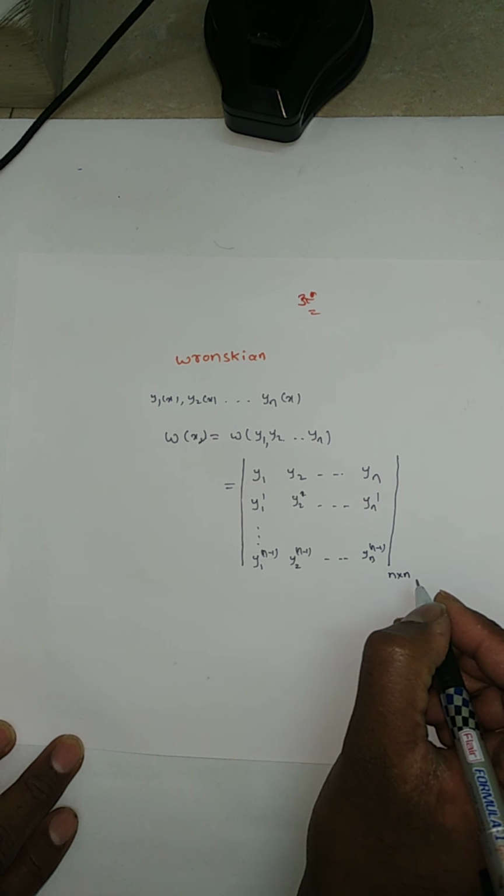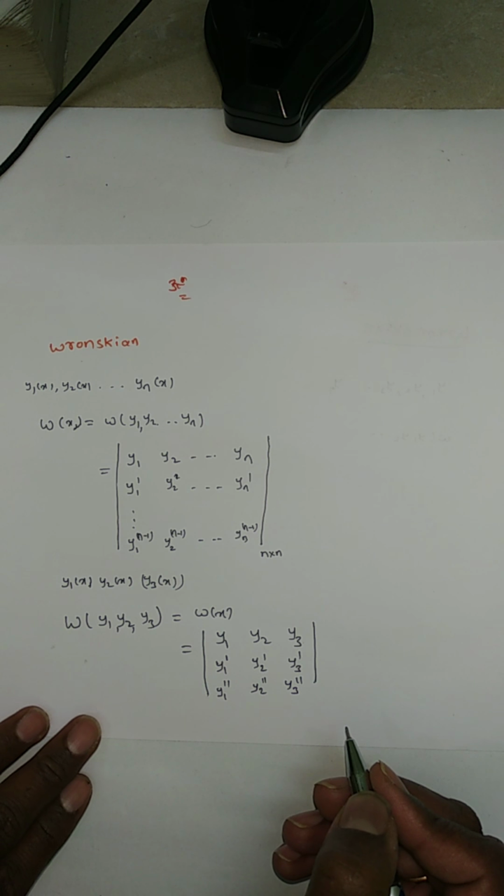Suppose it is y1 of x, y2 of x, y3 of x, three functions. Then the Wronskian of y1 of x, y2 of x, y3 of x is simply denoted with W of x, that is equal to the determinant of y1, y2, y3. In the first row we will write y1, y2, y3. In the second row we will write y1 prime, y2 prime, y3 prime. Next, y1 double prime, y2 double prime, y3 double prime we will write.